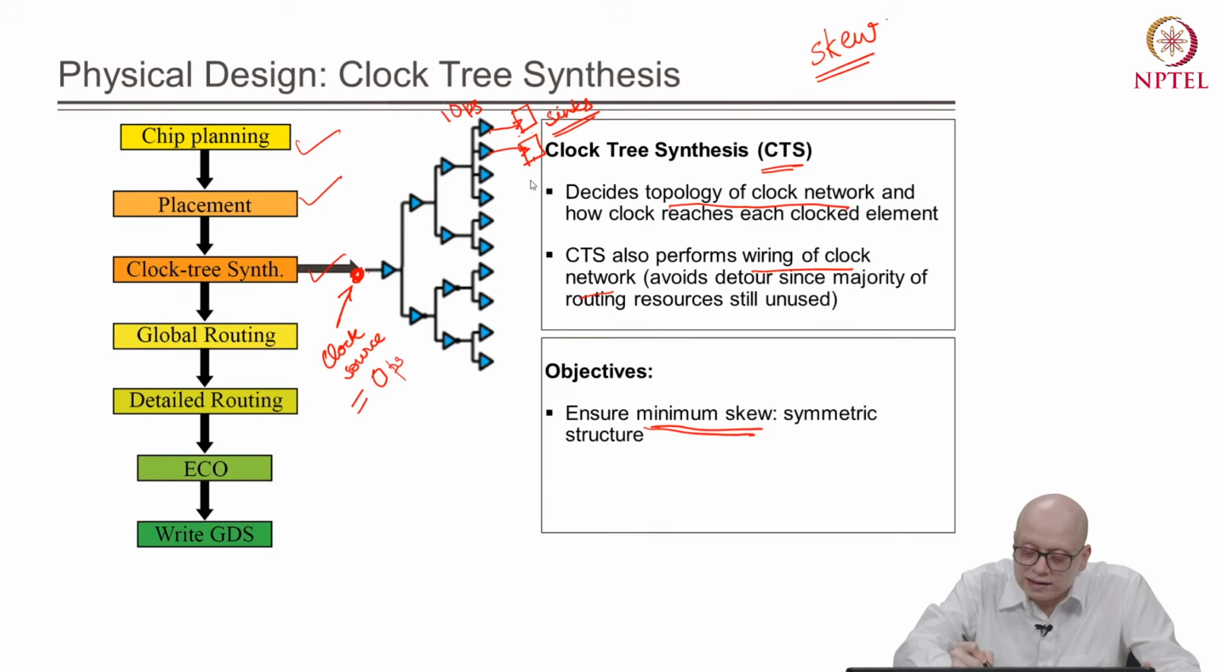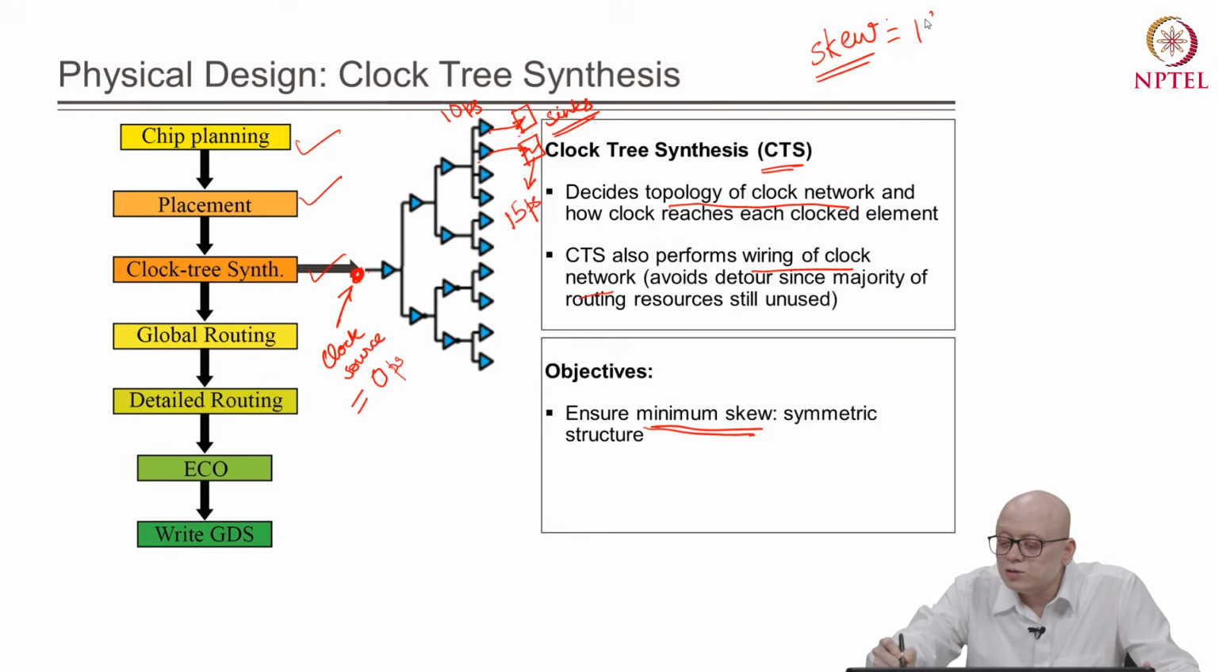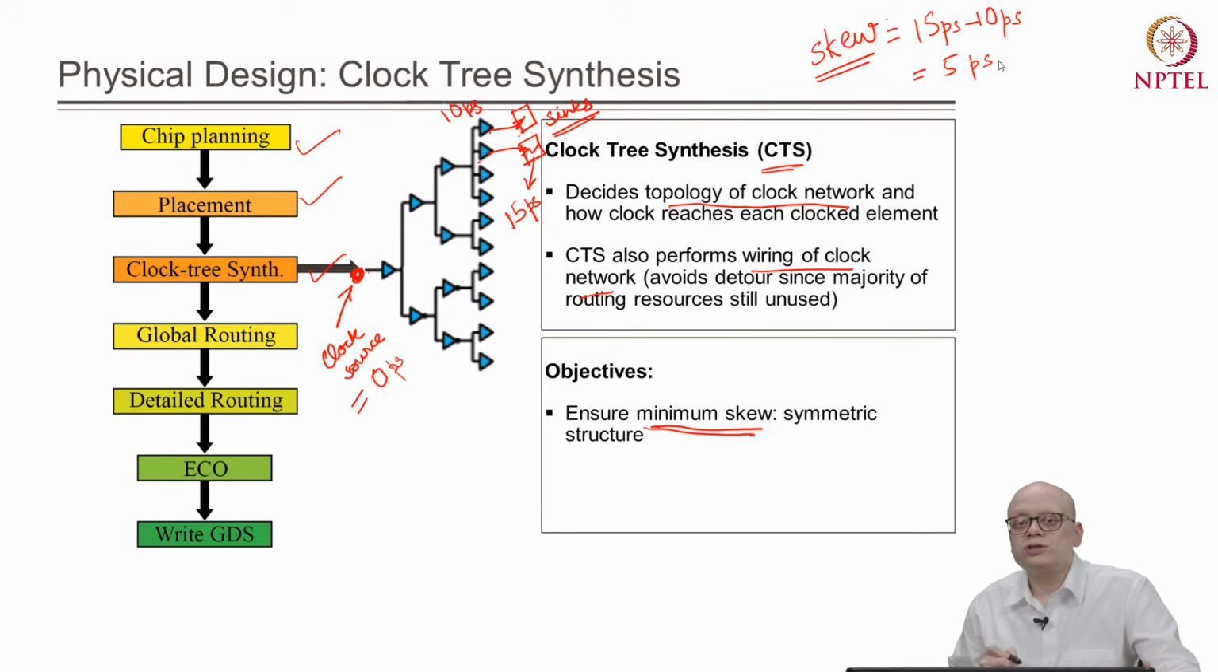And for the other flip flop, suppose there was a delay difference in this path, maybe because this buffer has different delay and so on. The clock reached here at say 15 picosecond. Then the skew between the arrival time of the clock at this point and this point is 15 picosecond minus 10 picosecond, which is equal to 5 picosecond. That is the clock skew.